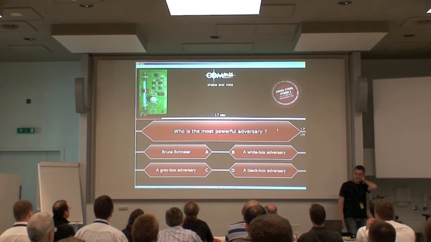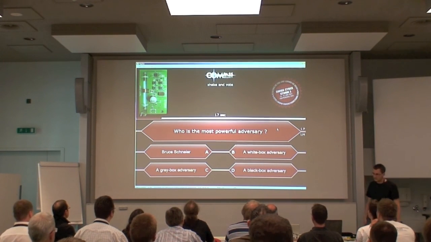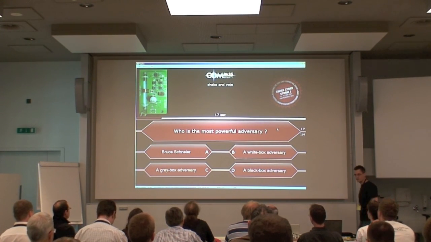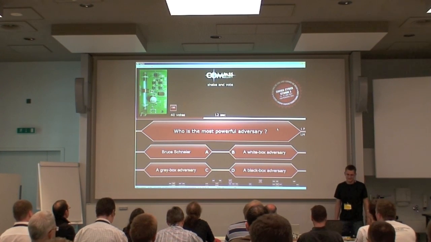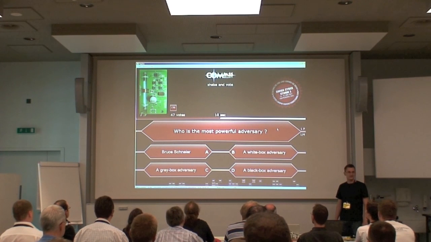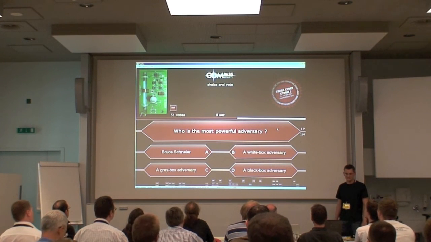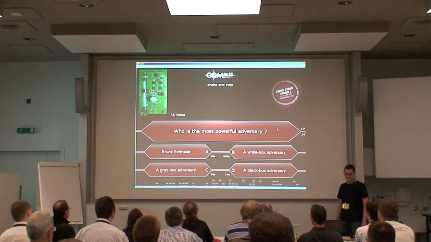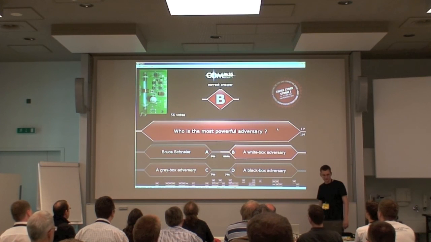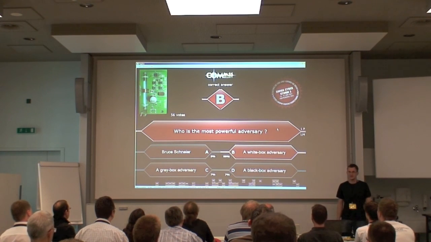Who is the most powerful adversary? A white box one, a gray box one or a black box one? Of course it's a white box one.